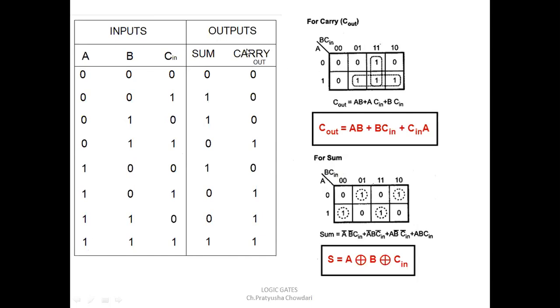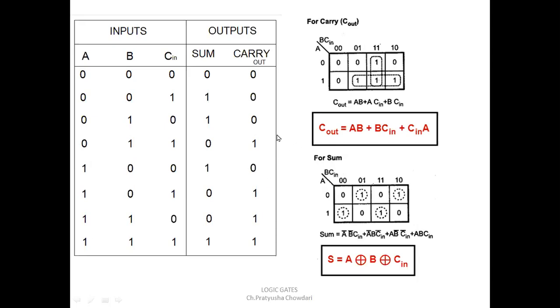So this is for carry out. You have to represent the cell values with the corresponding bit values. For 0 0 0, the value is 0. Next, 0 0 1, carry out is equal to 0. Next, 0 1 0 is here, it is also 0. Next, 0 1 1. See this case: A is equal to 0, B is equal to 1, C in is equal to 1. It is equal to 1.